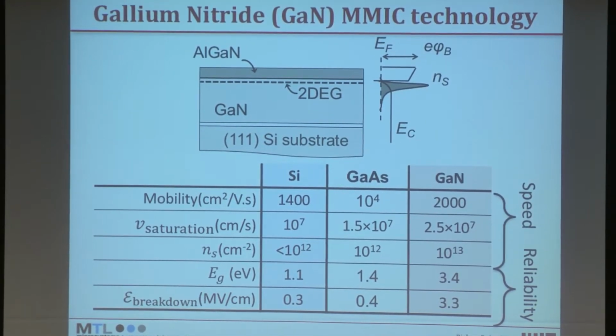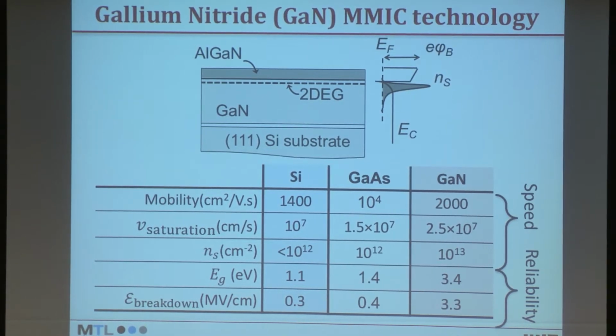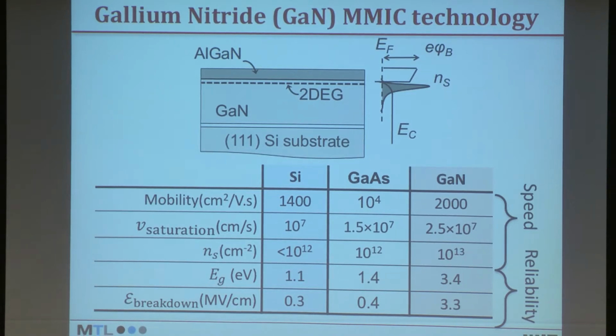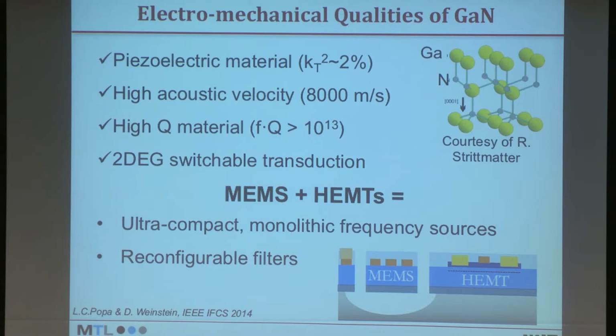And gallium nitride, of course, is a very good electrical material. We know the AlGaN-GaN heterostructure has this potential well and this 2D electron gas, which has very high sheet charge density and mobility, and this is why it's used for the high electron mobility transistor. But it also turns out to be a very good electromechanical material. It's piezoelectric because of its wurtzite crystal structure, and it has a very efficient coupling coefficient. Here it can go up to 2%. Also, it has high acoustic velocity, which means we can scale up to higher frequencies easily, and its intrinsic losses are pretty low, so we can still get high quality factors as well.